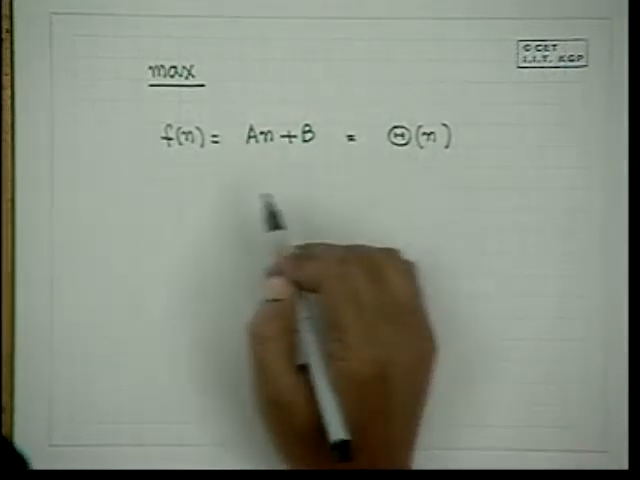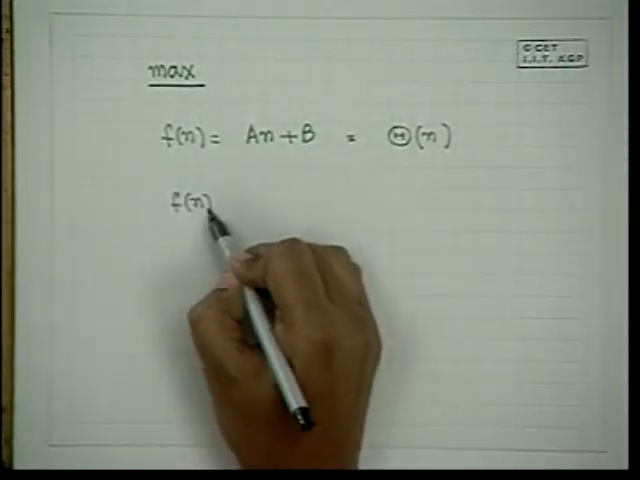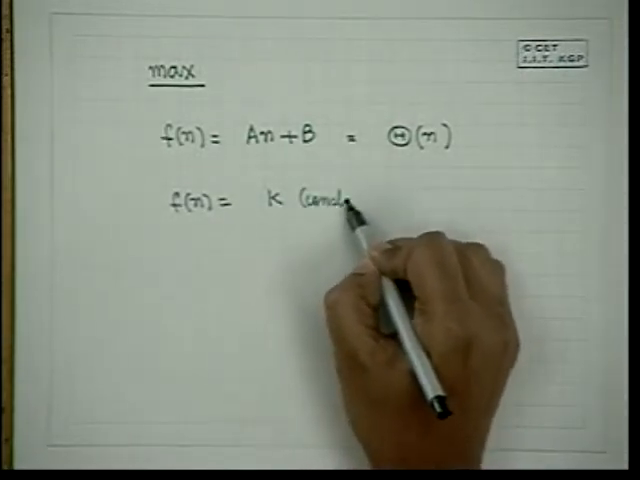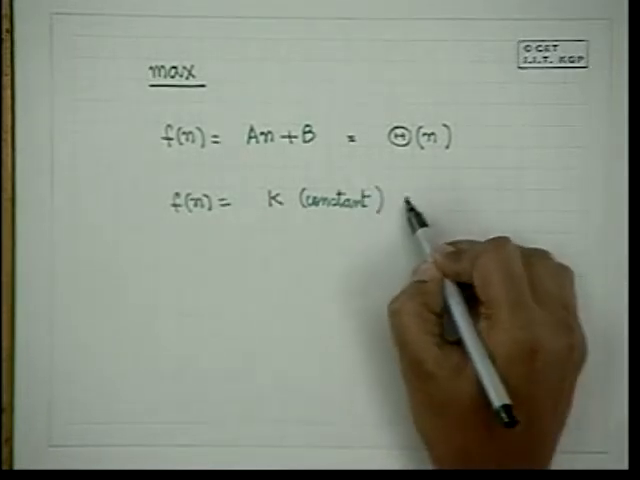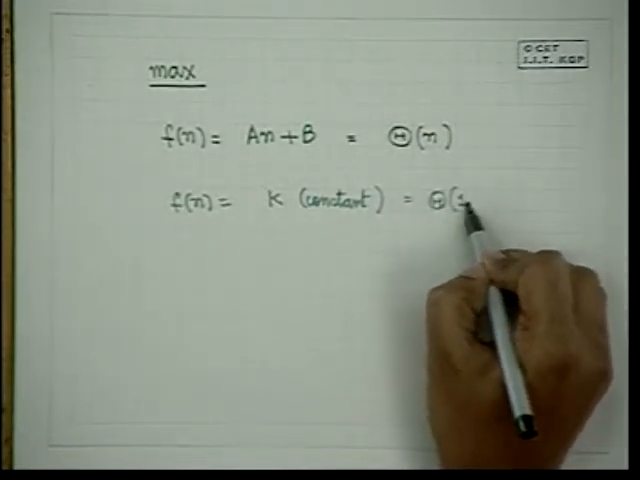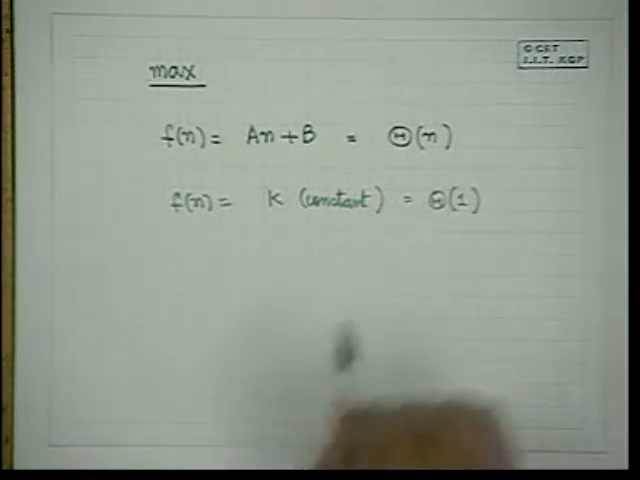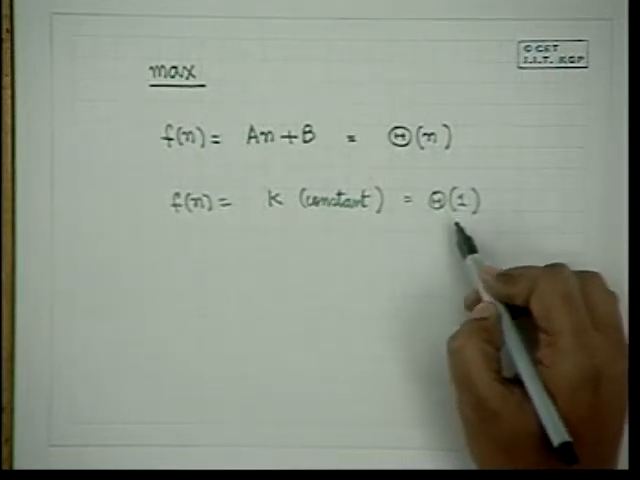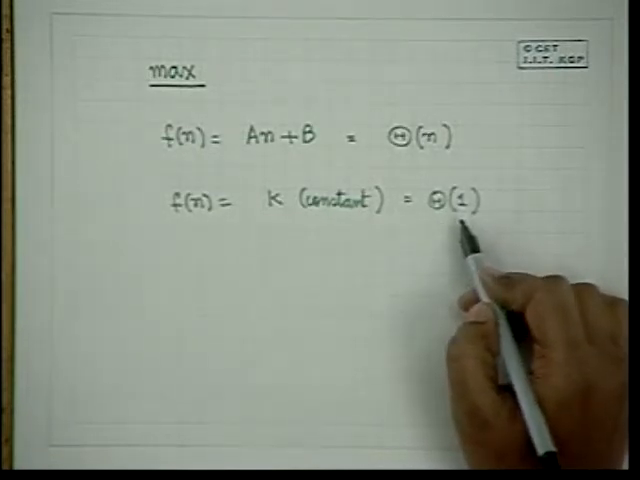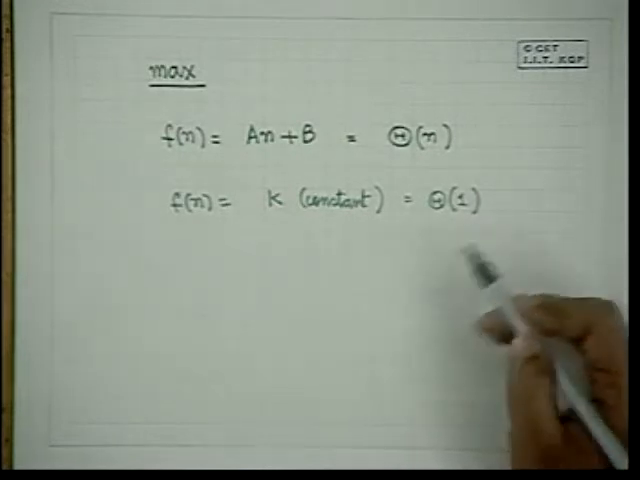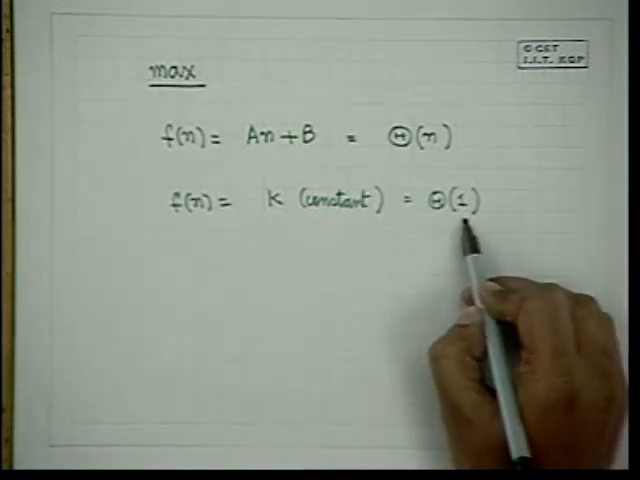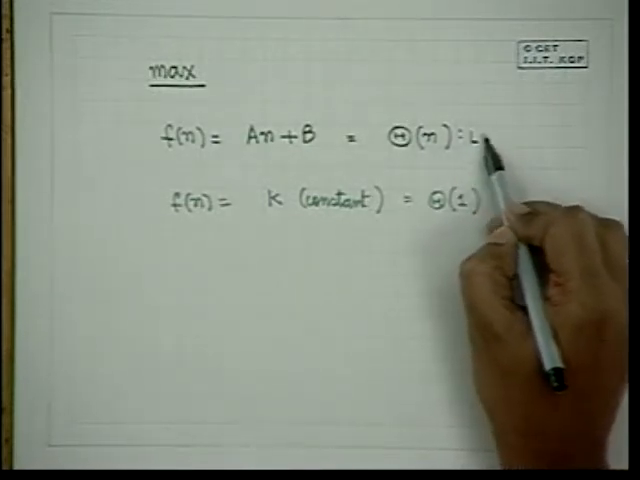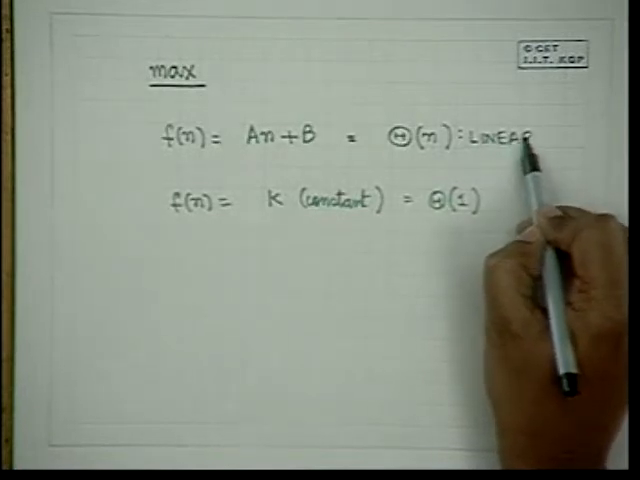Just before we continue with this, if Fn is equal to k, which is a constant, then it is said to be order 1. This constant is usually called order 1. It is the same as order 0, order 3, order 4, order 5, all of them mean the same thing. But the language which we use is constant complexity is order 1. When we say order n, we say it is a linear time algorithm.